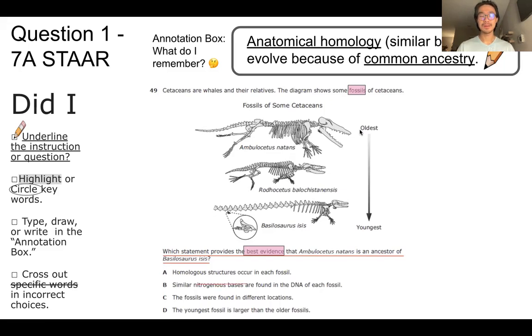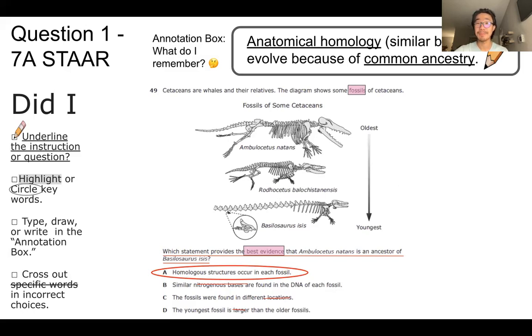Let's see what incorrect words we can take out. Nitrogenous bases, that's part of DNA, right? We can't see their DNA from this image. We actually don't know where these fossils were found. And we actually see that there is a smaller fossil in the middle. So that's not the oldest or the youngest. So that makes D incorrect. According to our annotation box, homologous structures are found in each fossil.